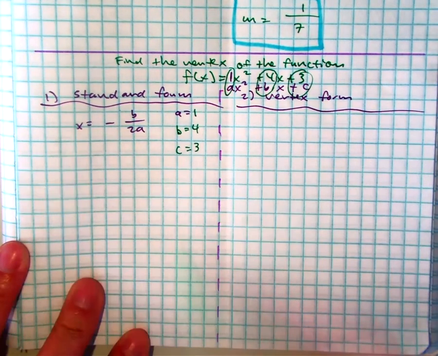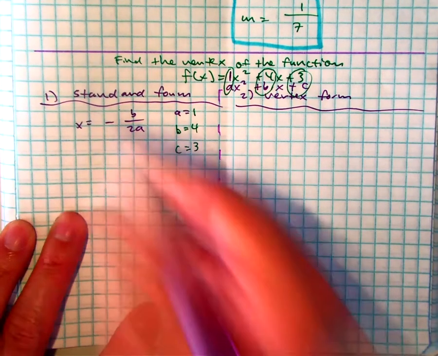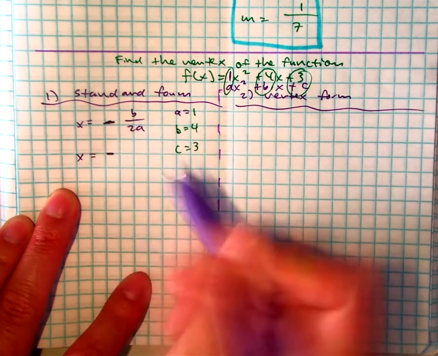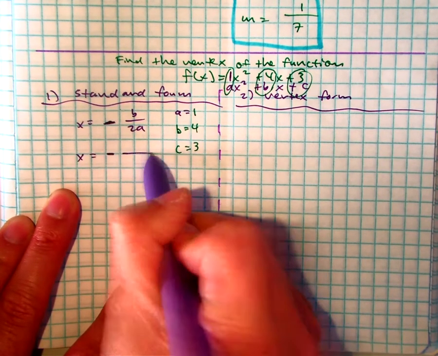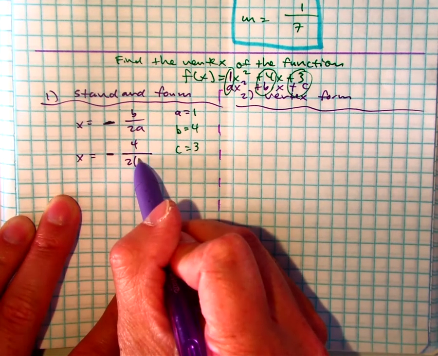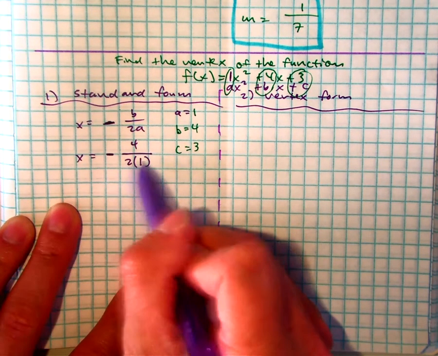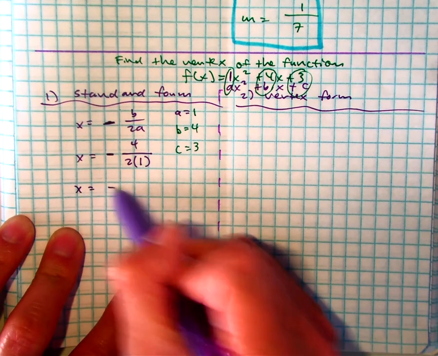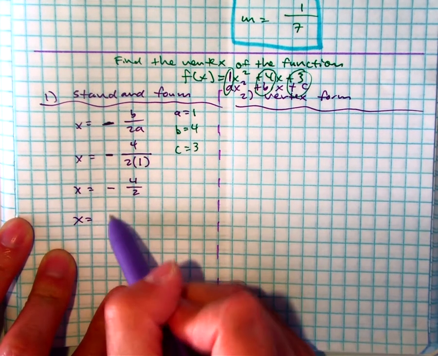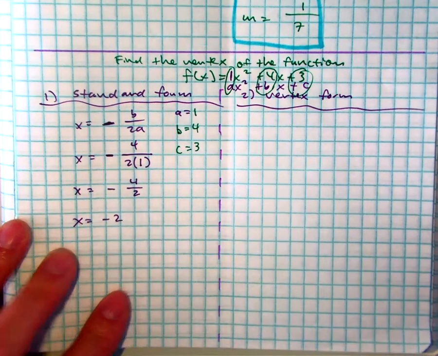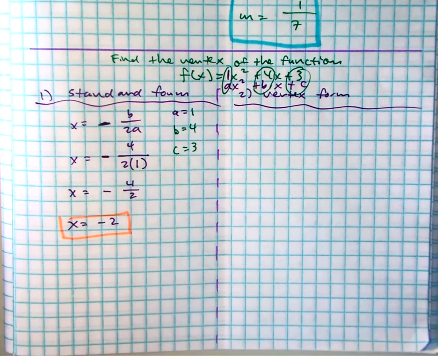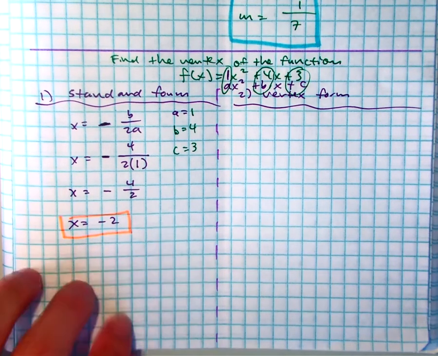We're just going to go ahead and substitute that in then. You see that negative sign? Don't forget it. Our b value is 4, and then 2 times your a value, 1. 2 times 1 is 2, and 4 divided by 2 is 2. And the opposite of that is negative 2. X equals negative 2.